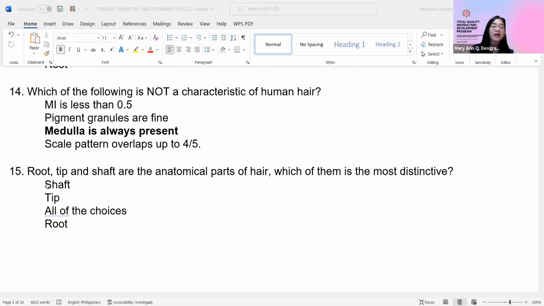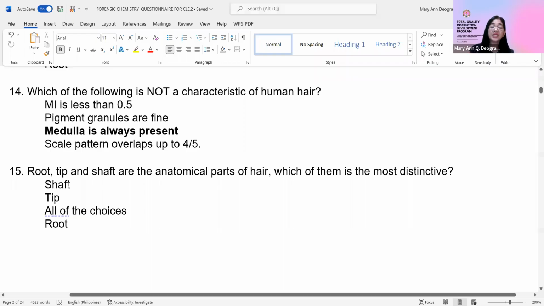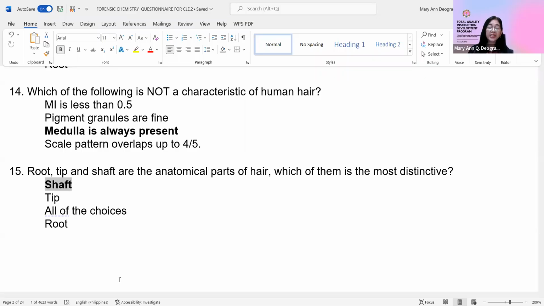Because most of the examinations conducted in order to determine the origin of hair is done through the shaft. So doon natin nako-compare yung medulla. So comparison is made on the medulla. What else? We have the cortex and then we have the cuticle. Okay, so it's the shaft.